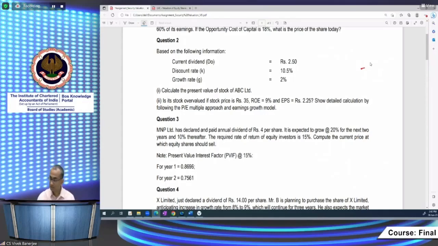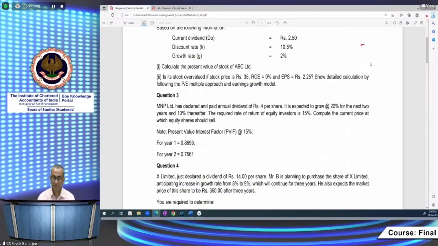Okay, let us read question number 3 carefully, try to understand it, and then we shall proceed. Now, MNP Limited has declared and paid an annual dividend of 4%. Okay, fine. It is expected to grow at 20% for the next 2 years and 10% thereafter.